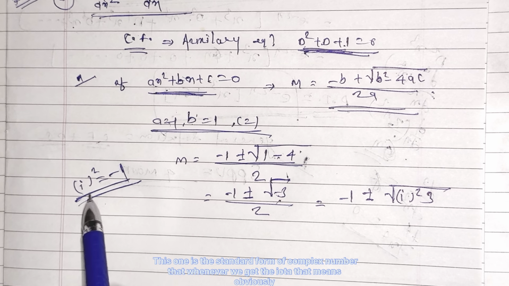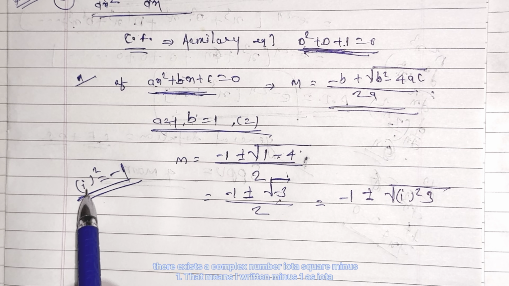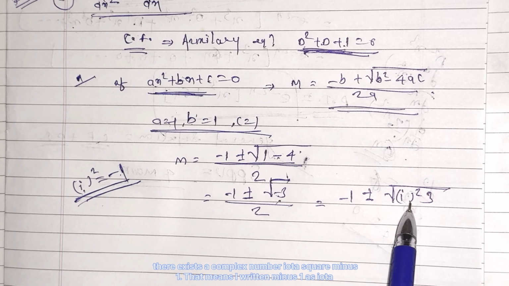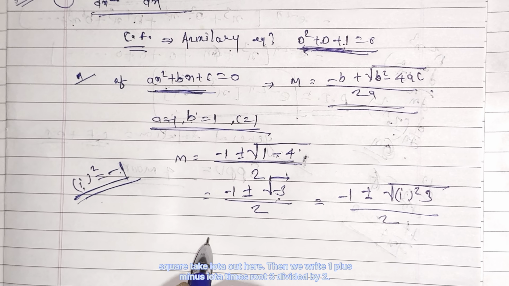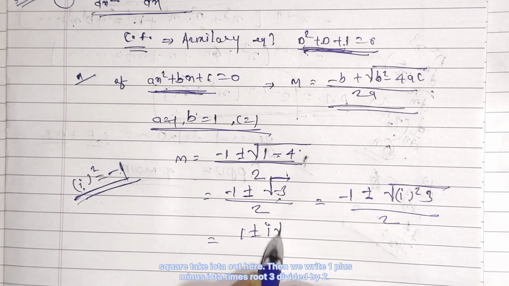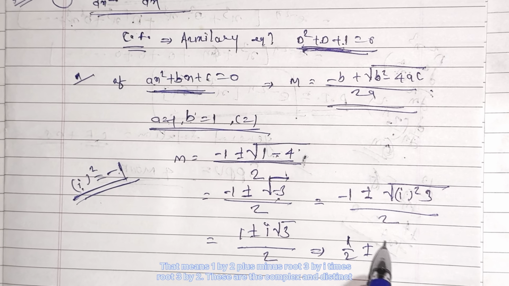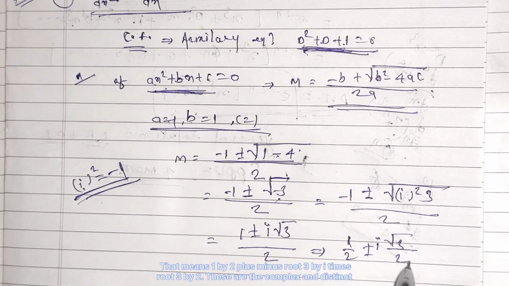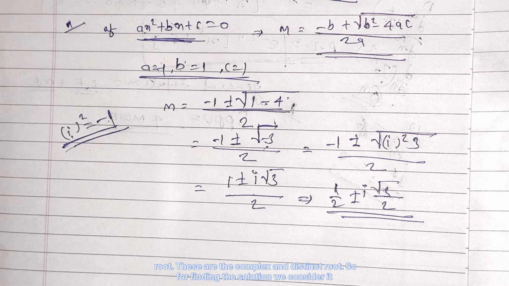Whenever we get the iota, that means obviously there exists a complex number. Iota square is minus 1, that means I have written minus 1 as iota square. Take iota out here, then we write minus 1 plus minus iota times root 3 divided by 2. That means minus 1 by 2 plus minus i times root 3 by 2. These are the complex and distinct roots.